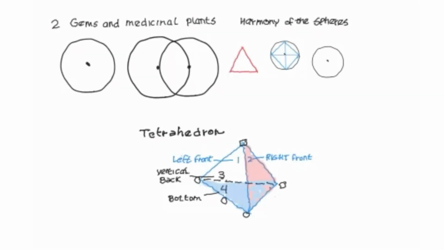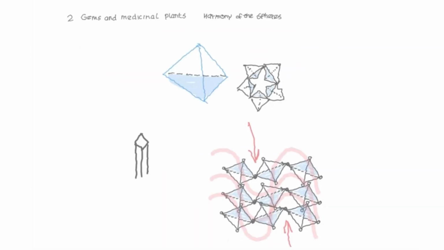This is the second in a series of videos on the idea of gems and medicinal plants, what they have to do with each other, based on the harmony of the spheres. And in the first one, we looked at the old idea of the geometry of the spheres, and we saw that it was possible to generate something called a tetrahedron. These are the tetrahedrons that are linked end to end, and the bases are alternating in right and left.